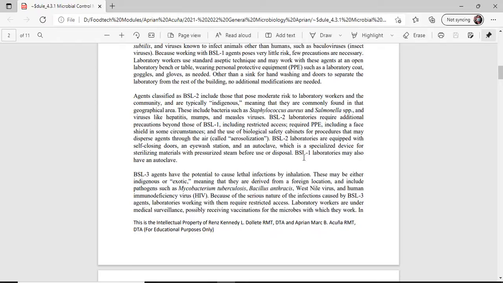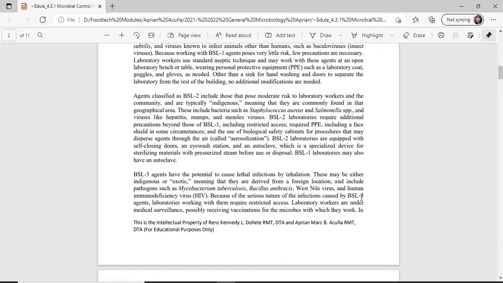Then level 1 laboratories may also have an autoclave because an autoclave is a tool that sterilizes all your equipment. Then for level 3, okay, agents have the potential to cause lethal infections by inhalation.